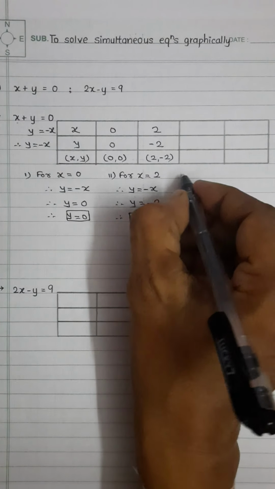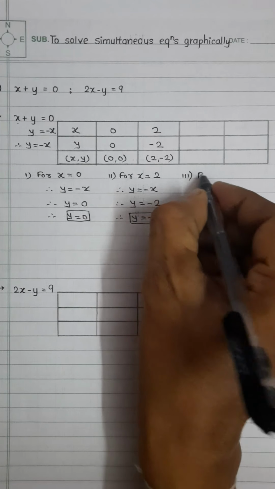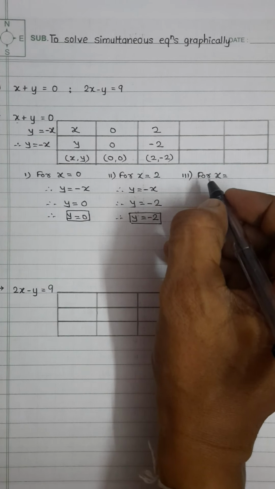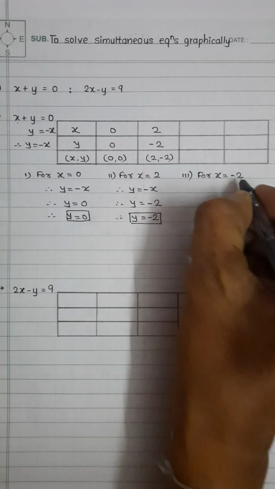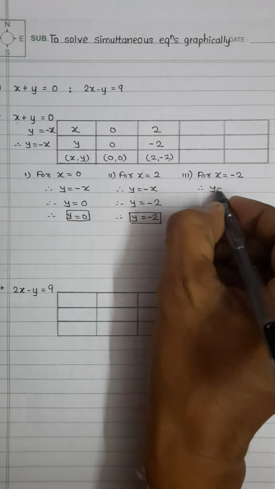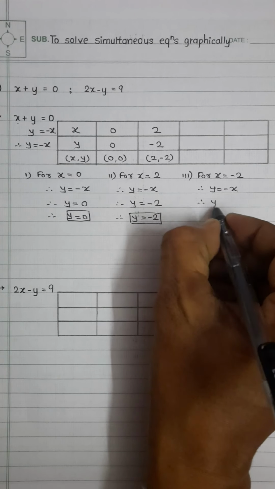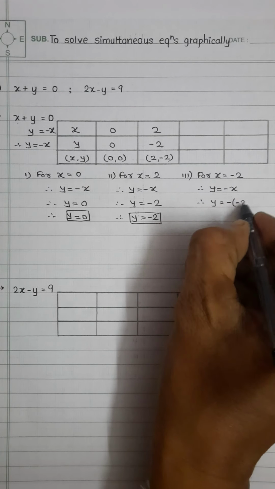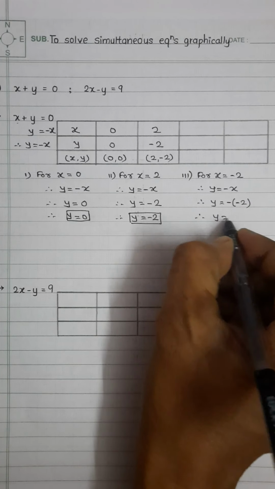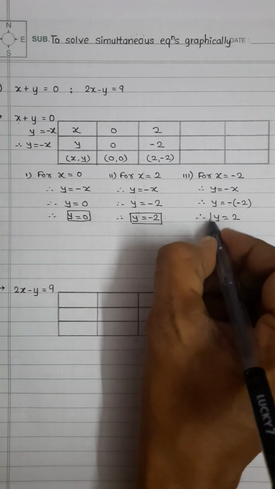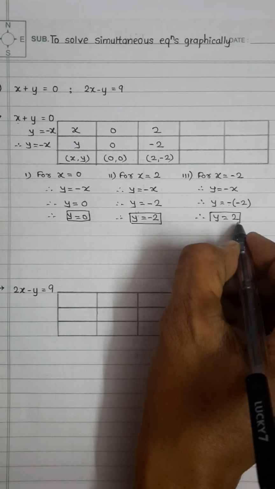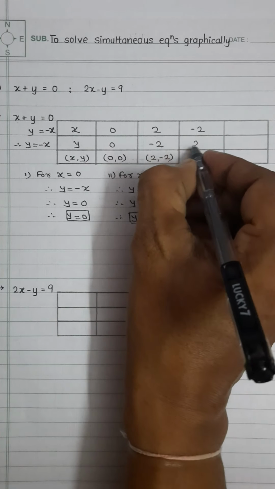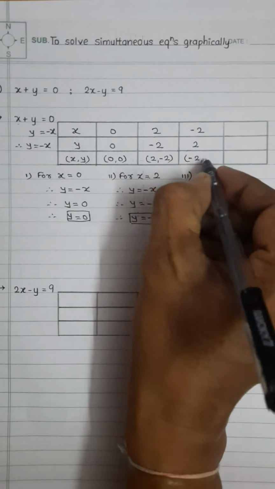Let's take a third value, that is for x is equal to, we have to take minus 2. Now write down the equation. y is equal to minus x, therefore y is equal to this minus, and value of this x is minus 2, and therefore y is equal to this minus get plus, and here it is y is equal to 2. Therefore for x is equal to minus 2, y is equal to 2, and order pair is minus 2 and 2.